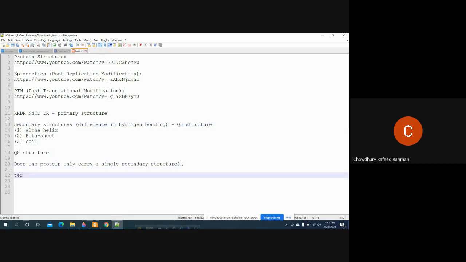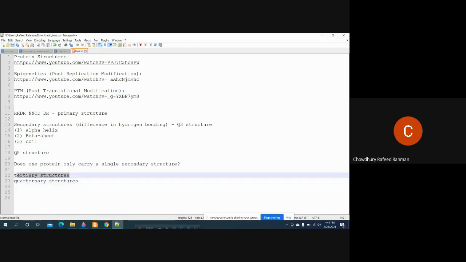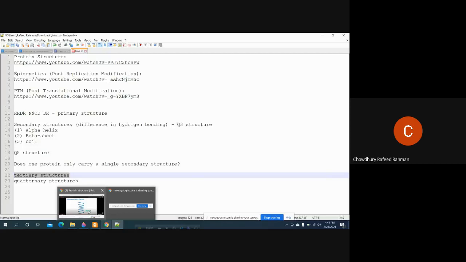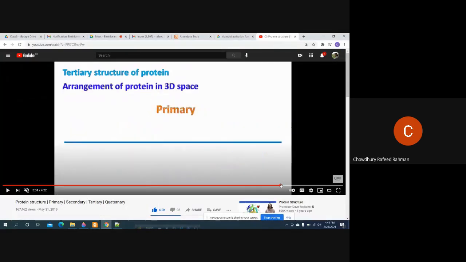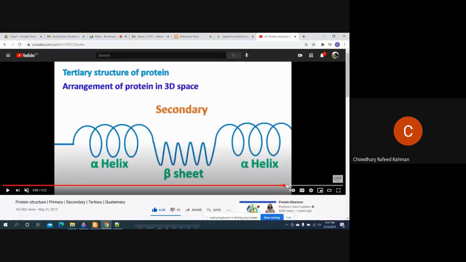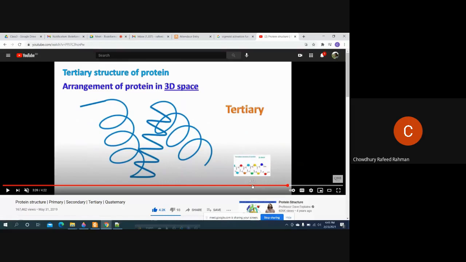There are two more structures, but I shall not talk a lot about them. I shall explain very briefly the tertiary structures and the quaternary structures. The tertiary structures are mainly structures of protein that are represented in 3D. The 3D structure of protein. So what is the 3D structure of protein? Let me just tell you the detail.